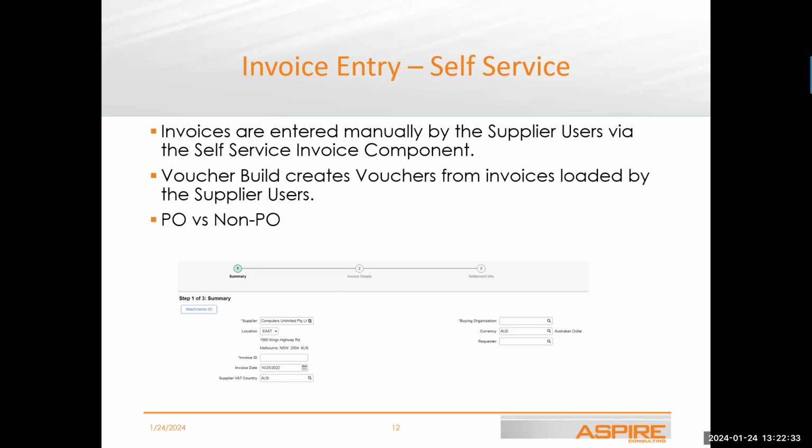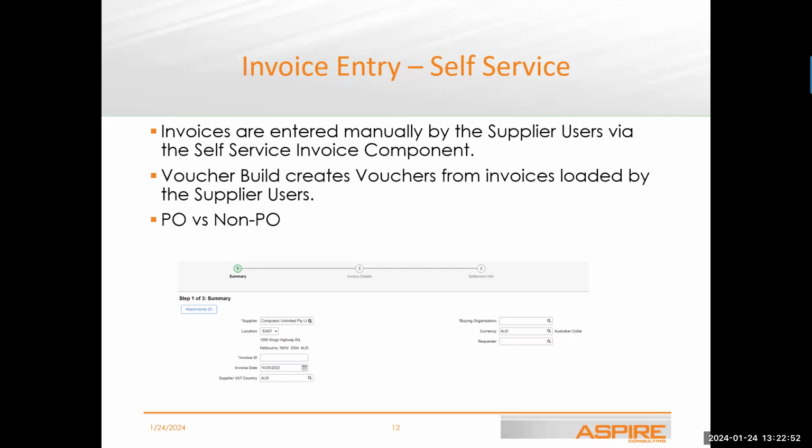So supplier users can go in, they can log into your portal, they can enter an invoice. There's a little screenshot at the bottom of what this looks like. I'm going to walk through one in a minute. And then Voucher Build creates vouchers from the invoices loaded by those supplier users. You can do PO or non-PO. So if you're not using PO, that's totally fine. They can still enter invoices.